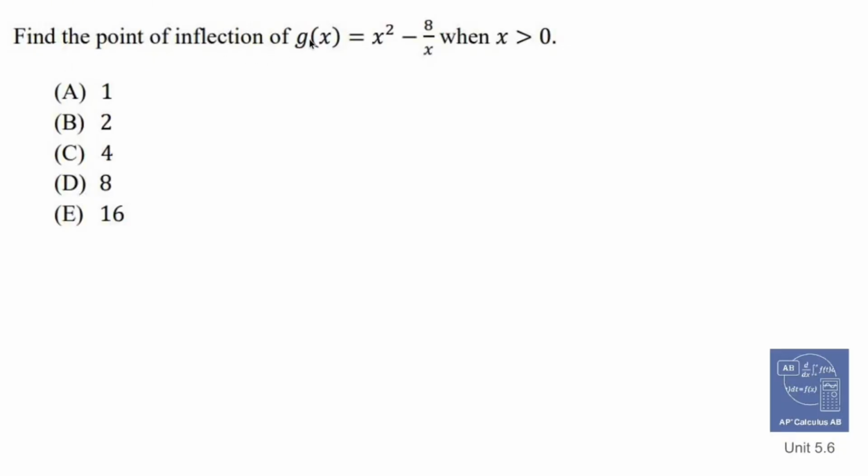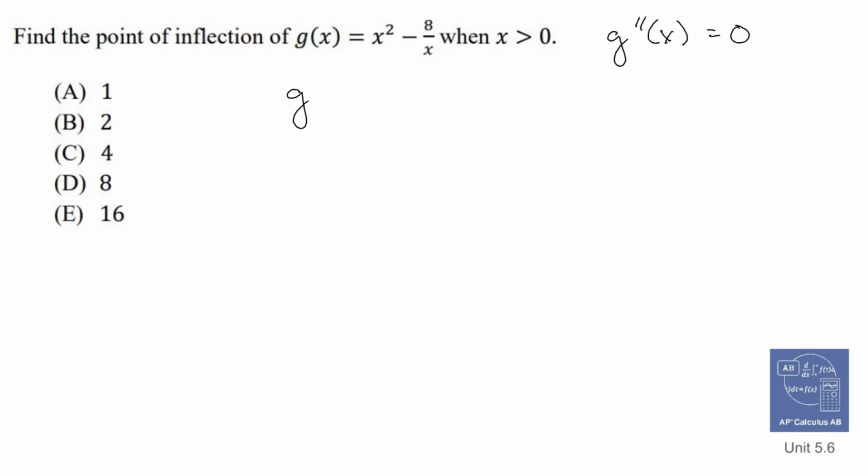Find the point of inflection of g of x equals x squared minus 8 over x, as long as 8 is positive. Now, points of inflection exist when the second derivative is equal to 0. So this is what I need to do. I need to take the first derivative and then the second derivative, set it equal to 0, solve, and see what happens.